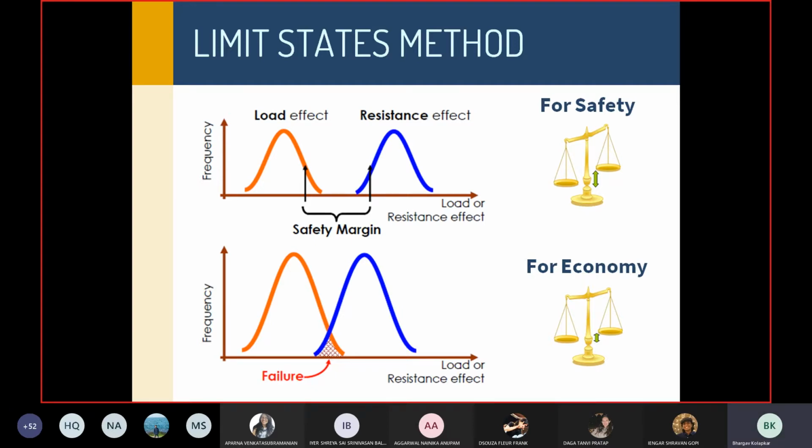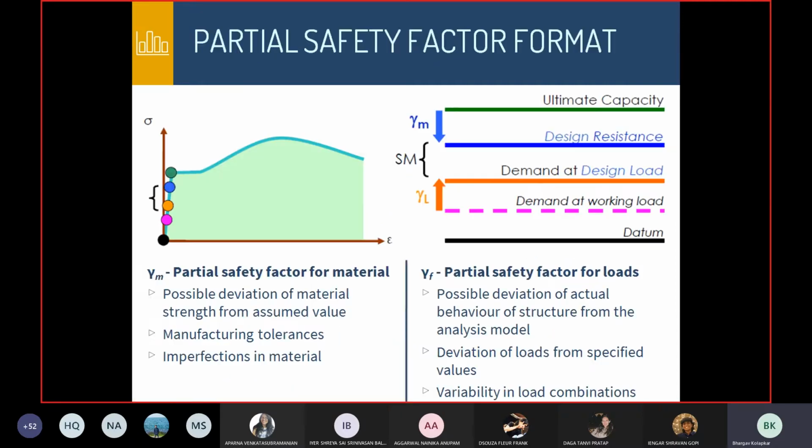Now, this is all at a very conceptual level. We've not got into numbers right now. We get into the actual design by looking at the concept of partial safety factors, and then we look at how we make sure that there's always a margin of safety between the demand and the capacity.